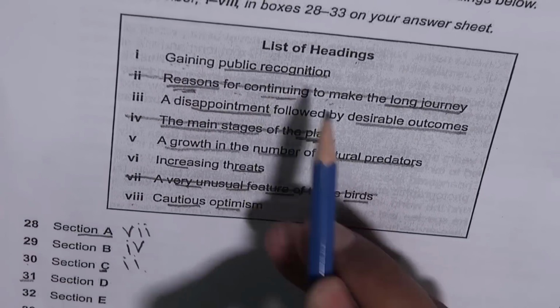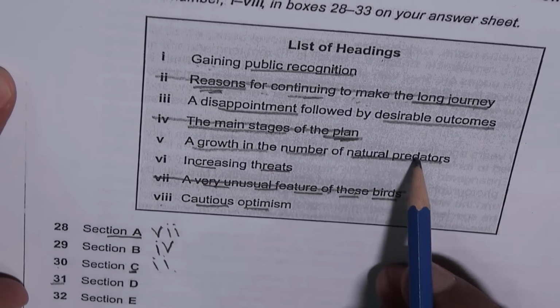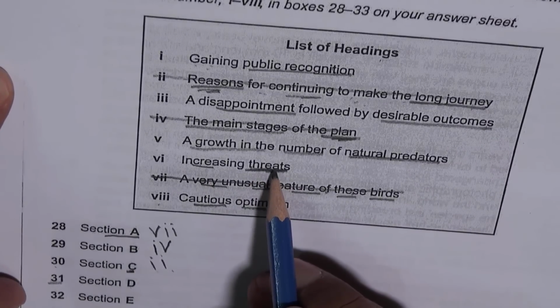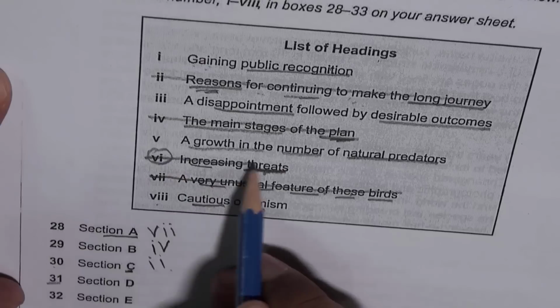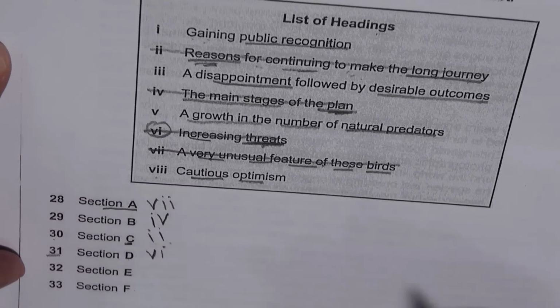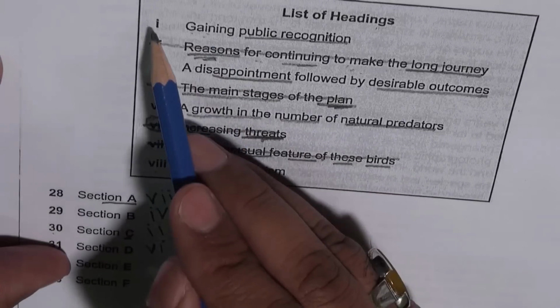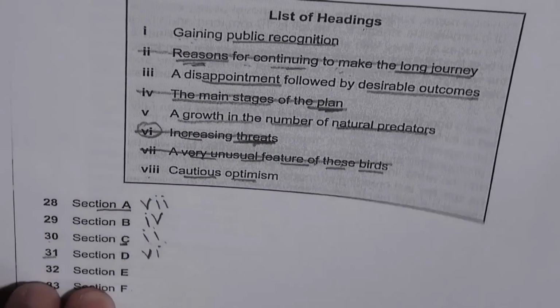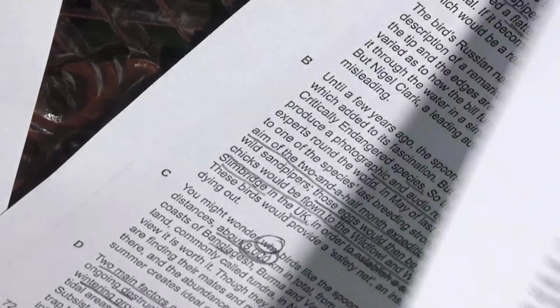Now let's see what is going to be the appropriate answer. Gaining public recognition? No. A disappointment followed by a desirable outcome? No. A growth in the number of natural predators? No. Increasing threats? These are the threats. Their habitat is being destroyed, then the hunters are hunting these birds. So increasing threats, that is going to be the right answer for paragraph D. Okay, now let's go on with section E, and you see we are left with 1, 3, 5 and 8. So you've got to see which one is the right one. Okay, for this now we move on to the next page.